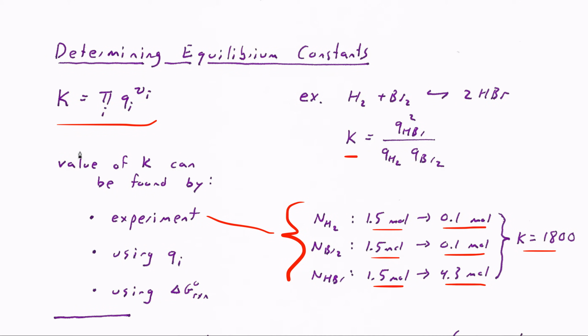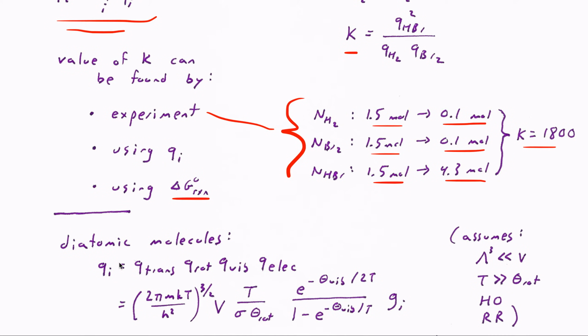But the equation that gives K in terms of partition functions tells us that we can also use the partition functions themselves to determine the equilibrium constant, to predict it without doing an experiment. There's a third method, which I won't spend much time on right now. We'll talk about that in the future, but you can also use the Gibbs free energy of a reaction to predict the equilibrium constant. So I'll mention that now just so that we have all three methods listed. But let's focus a little more on how we would use partition functions in order to calculate an equilibrium constant.